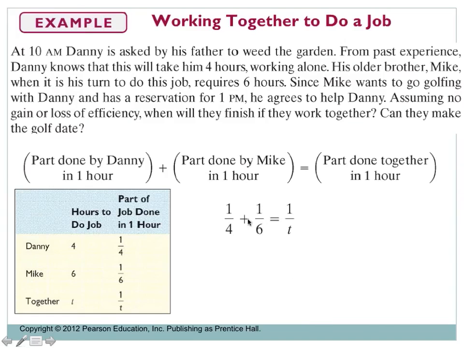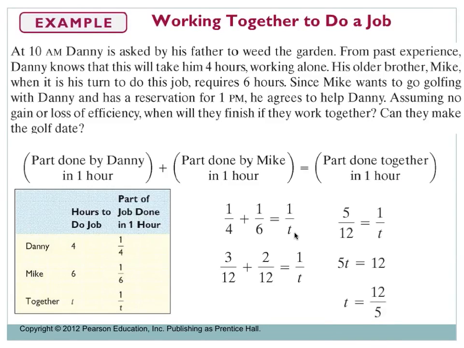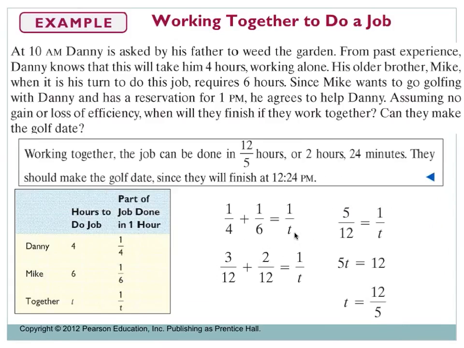So we put our 1/4 plus our 1/6, that's going to be our 1/T. You can either do this in a calculator or you can use common denominators. You should get 5/12 equals 1/T. And then you cross multiply, you get 5T equals 12. So T is 12/5. So working together, they can get the job done in 12/5 hours, which is not a very nice number. You would want to change that. That would be 2 hours and about 24 minutes.